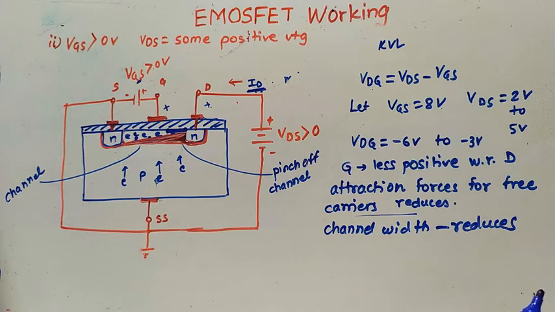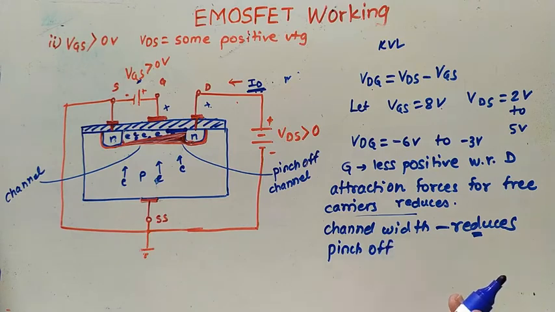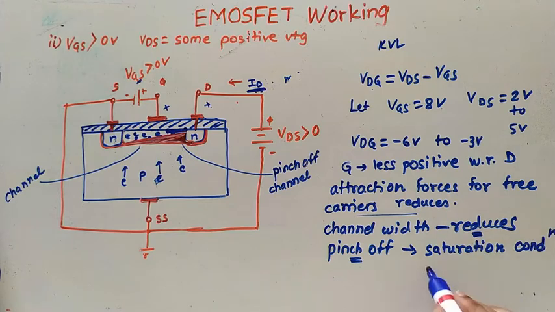Channel width gets reduced, and the channel reduces up to pinch off. How much does the channel get reduced? It reduces up to the pinch off of the channel, and at this pinch off the saturation condition for current will be established, and we will get the saturation level current ID until the breakdown condition is encountered. So in this way the E-MOSFET will work.